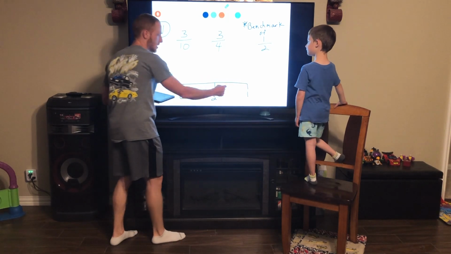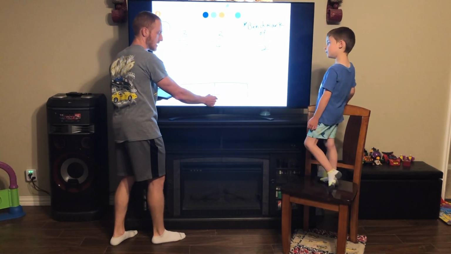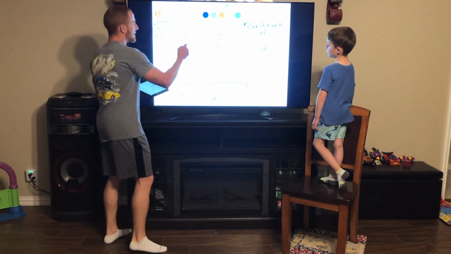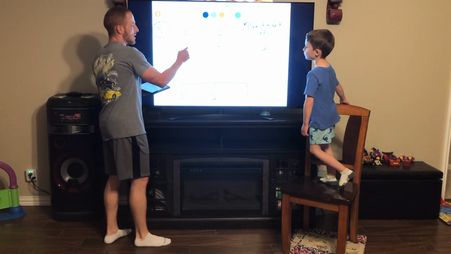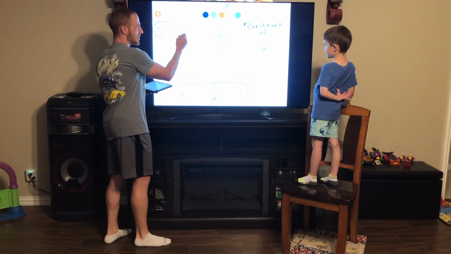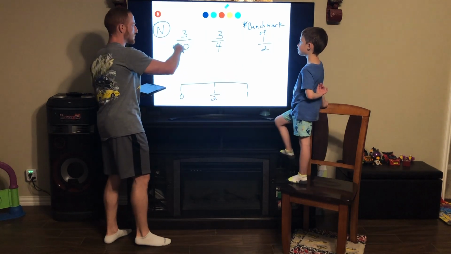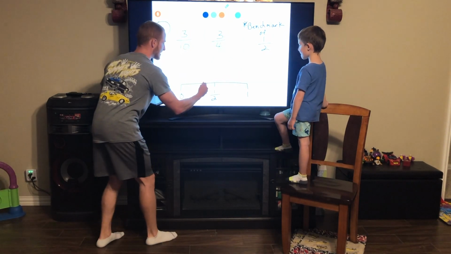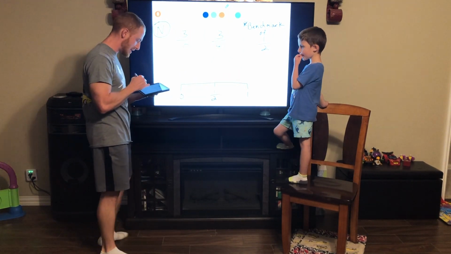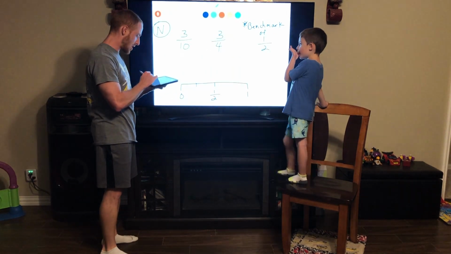I start with 0 and I go to 1. In the middle would be 1/2, okay? So then I think about my denominator is 10. 1/2 of 10 is 5. Well, I have 3 here. 3 is less than 5. So that means this fraction, 3/10, is less than 1/2. And it's going to be on this side of 1/2 on the number line.